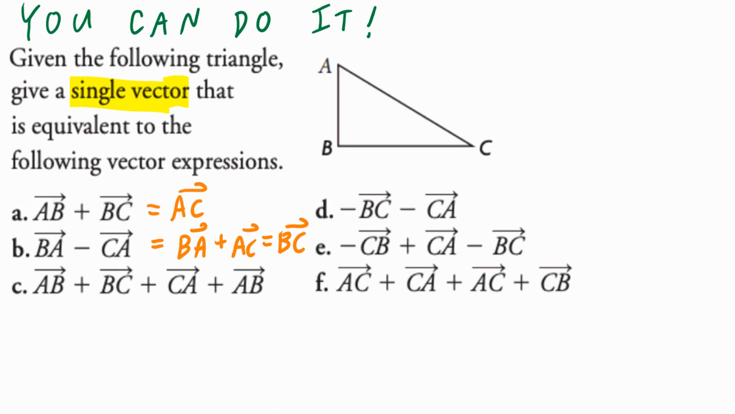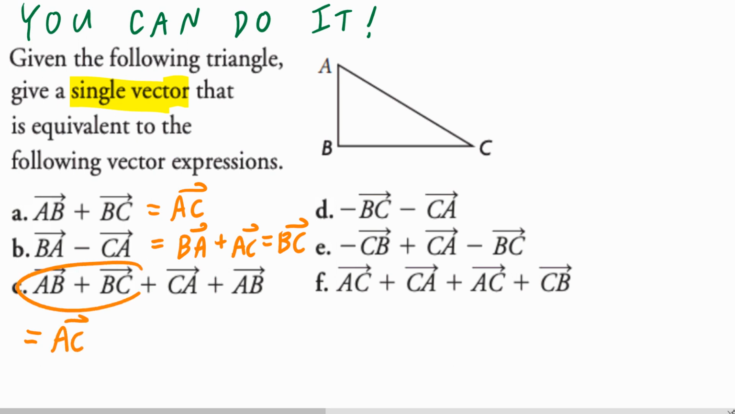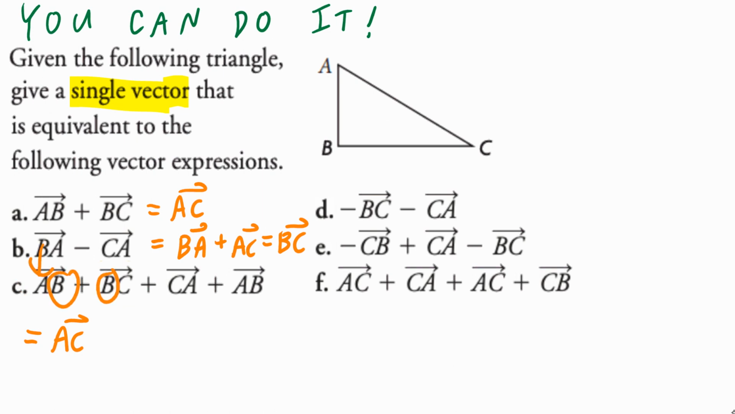Part C, vector AB plus vector BC plus vector CA plus vector AB. Now, by inspection, my educated guess is the final answer works out to be vector AB, but let's find out. Again, if I think about the first pair, this equals vector AC. Why is that? Again, these are the same. So I look at the first and the last, and I can collapse them as vector AC.